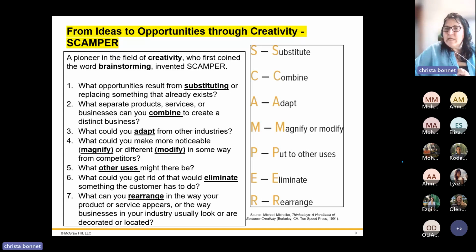Yusuf, I'm just going to take your hand off so that I know when you are putting your hand up to say, yes, I'm familiar. Is any one of you familiar with the Scamper model?